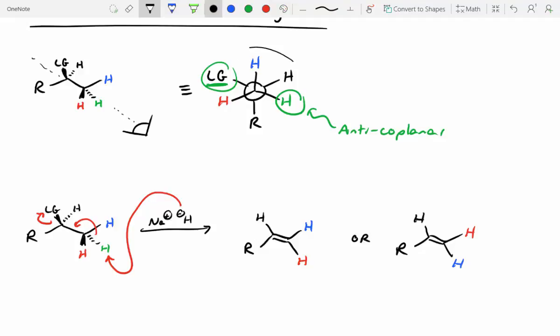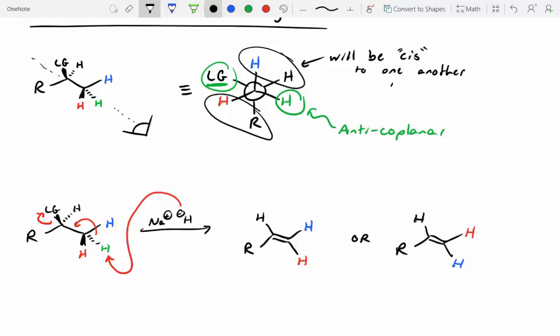Now what I do is I circle these positions over here, and these will be cis to one another in the product. Do you guys see that? How they're on the same side in the Newman projection? That means they'll be on the same side in your resulting alkene.